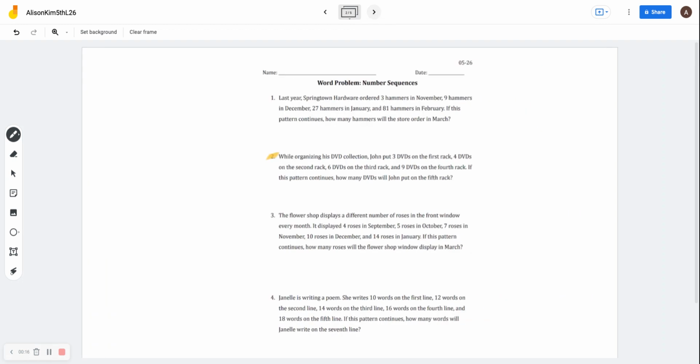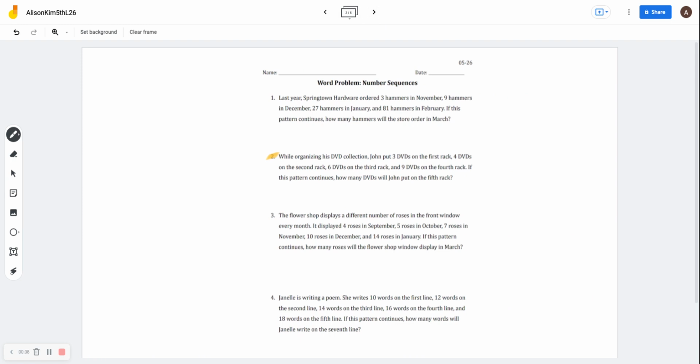Number 2 states, while organizing his DVD collection, John puts 3 DVDs on the first rack, 4 DVDs on the second rack, 6 DVDs on the third rack, and 9 DVDs on the fourth rack. If this pattern continues, how many DVDs will John put on the fifth rack? So let's see what we have right now.